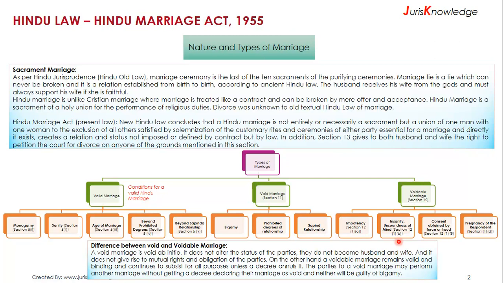Insanity, unsoundness of mind, as per section 12, 1b clause. If the court finds that either spouse did not have the ability to understand the nature of the marriage contract or the responsibilities and the duties of the marriage contract, then there may be grounds for an annulment. However, if the spouse who did not have the ability to understand the contract gains the capacity to understand it and freely lives with the other spouse, then this ground does not apply.